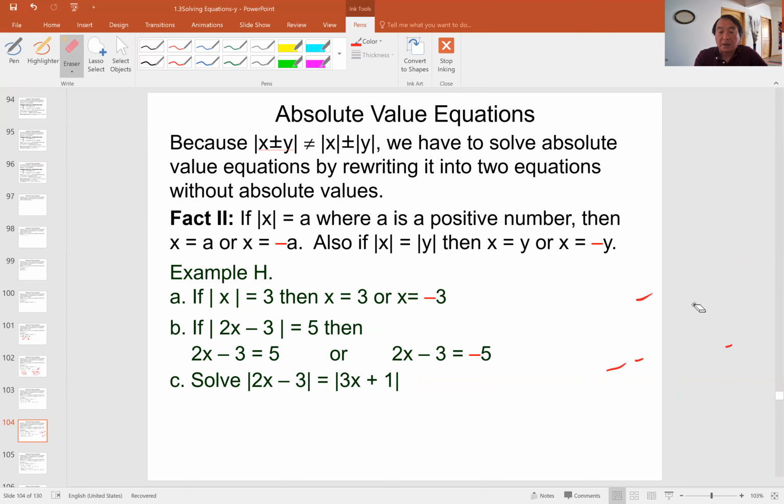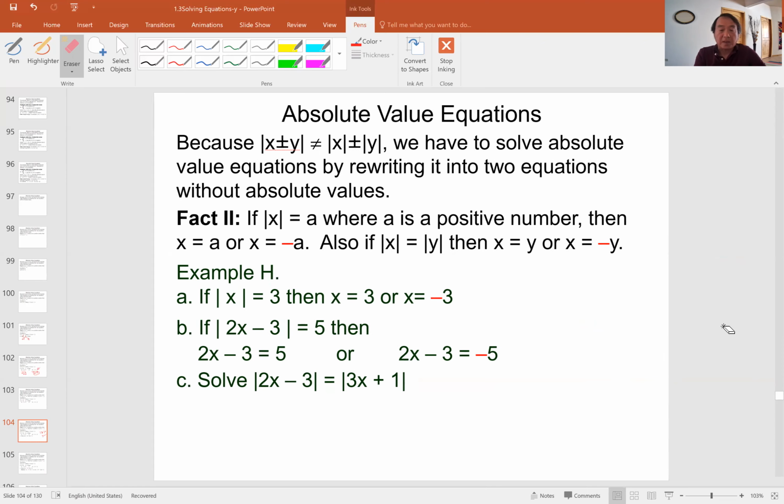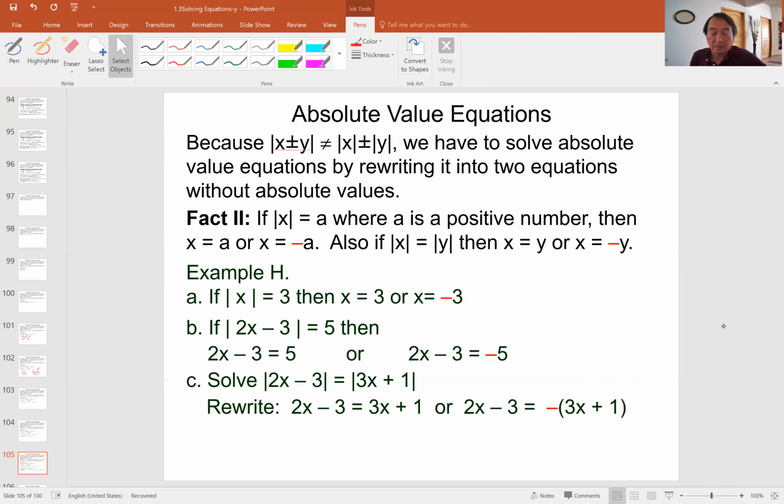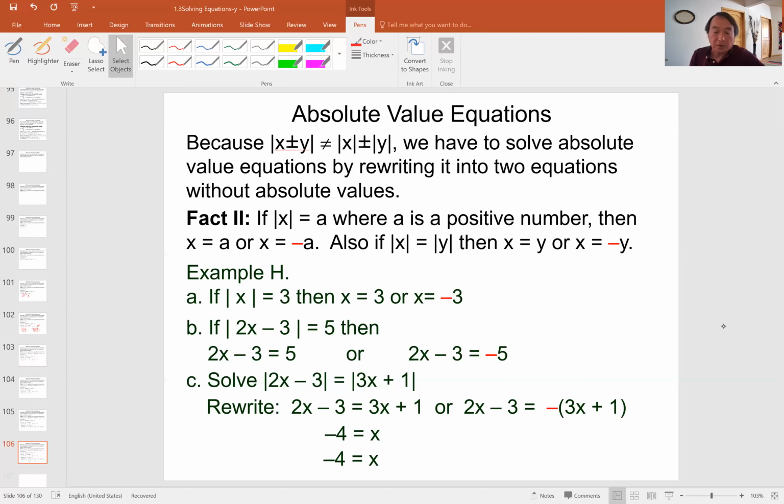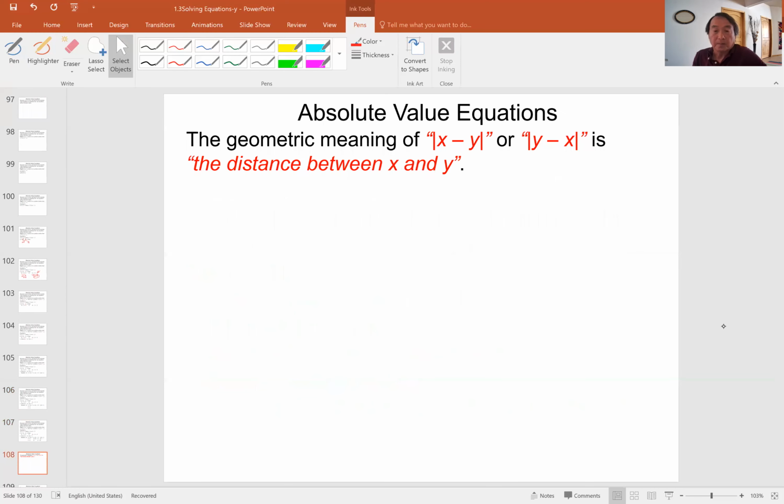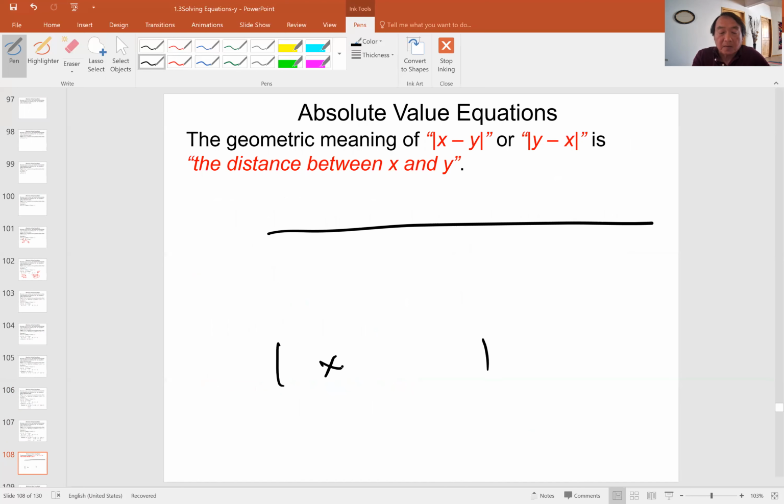So similarly, with these equations, when I drop the absolute value sign, I get two copies, and then each one produces an answer. What's the meaning of the absolute value of the difference between two numbers x and y? |x minus y|. Of course, this is the same as y minus x because they are negatives of each other.